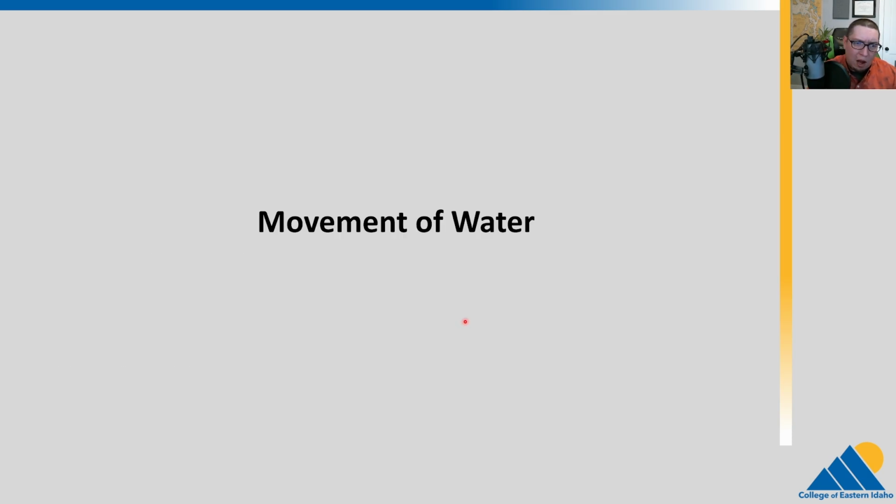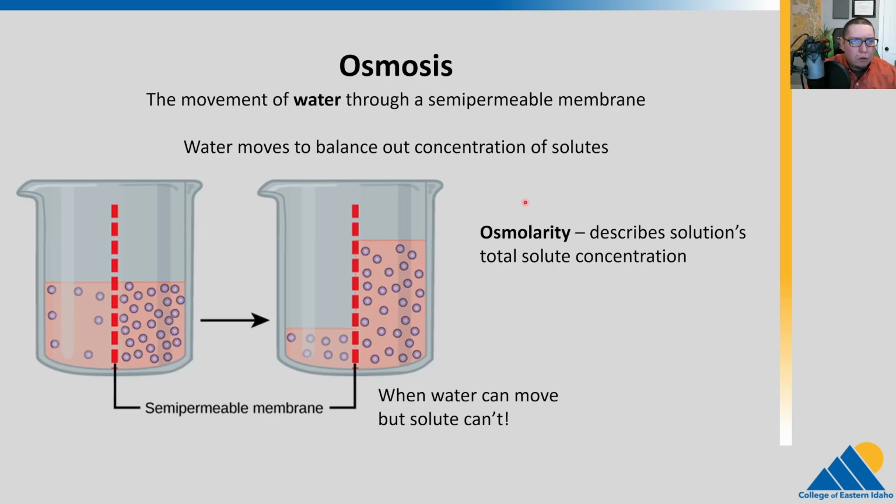All right, I want to talk about water specifically here. Water is very special when it comes to its movement. And when we talk about the movement of water, we don't talk about diffusion. We talk about a process called osmosis in a lot of cases. So osmosis is the movement of water through a semi-permeable membrane.